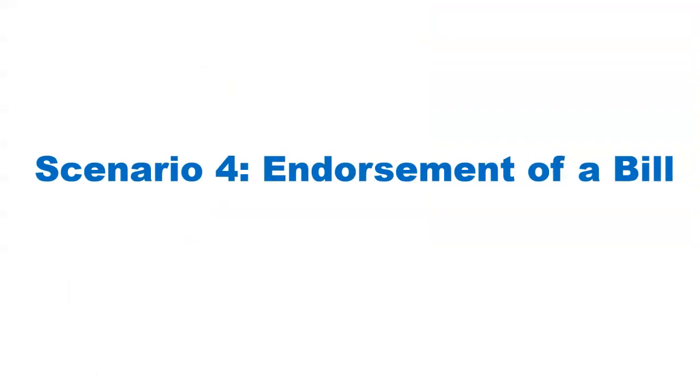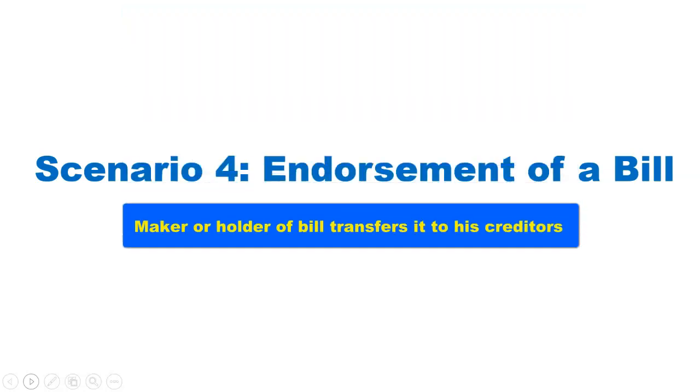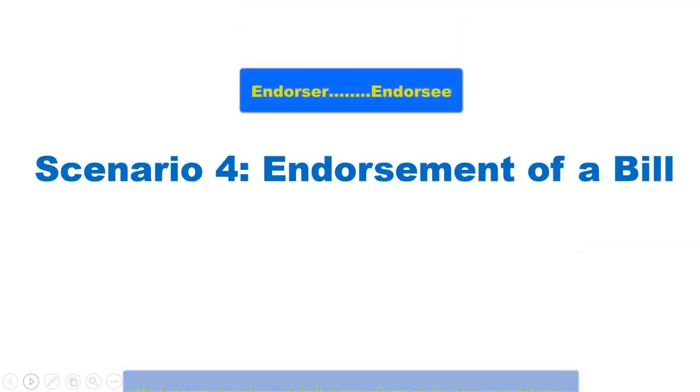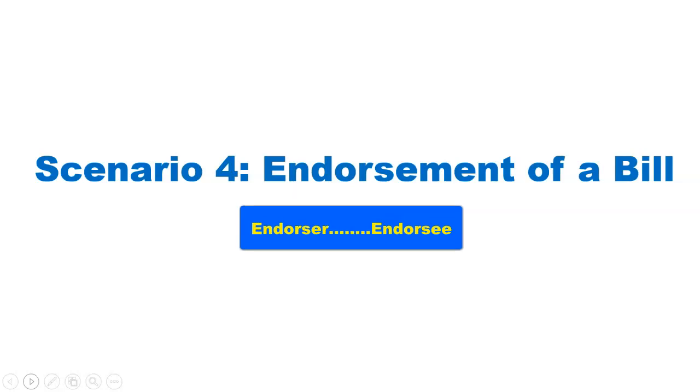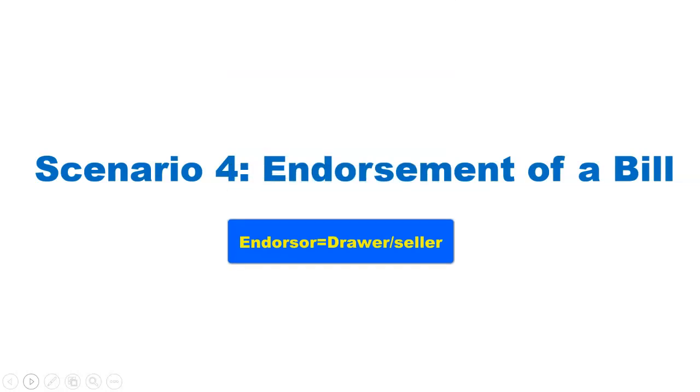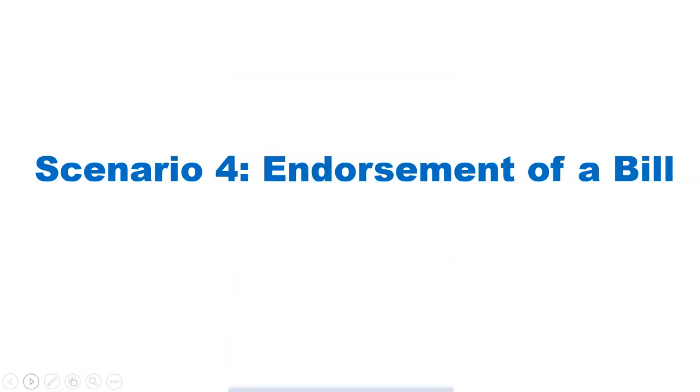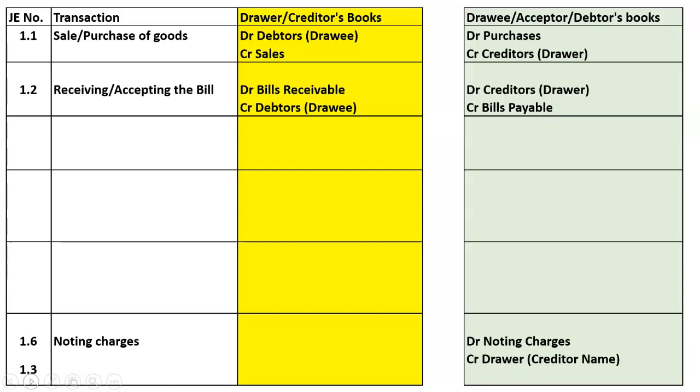Scenario 4. Endorsement of bill. Endorsement of the bill implies the procedure by which the maker or holder of a bill transfers the title of the bill in assistance of his or her creditors. The individual transferring the title is called the endorser, and the individual to whom the bill is exchanged is called the endorsee. The endorser in our case is the drawer. On endorsement, the drawer debits his creditor in whose favor he is endorsing the bill. This means he owed this money to his creditor XYZ.